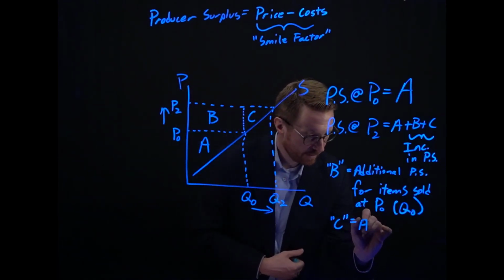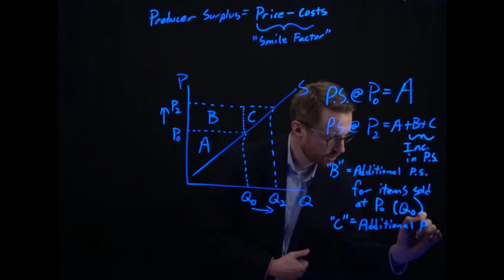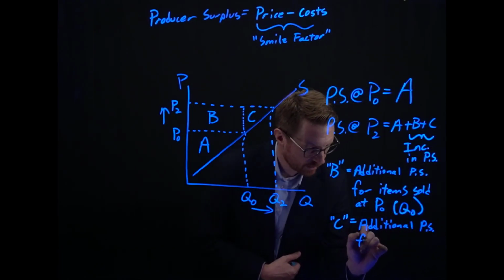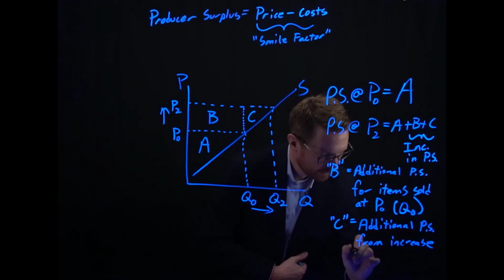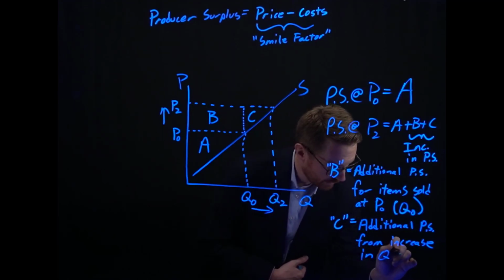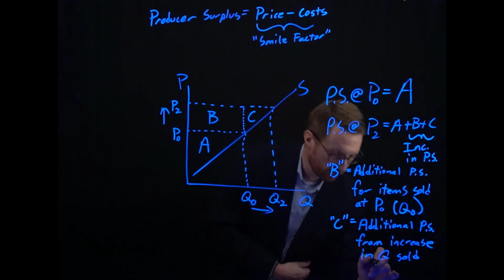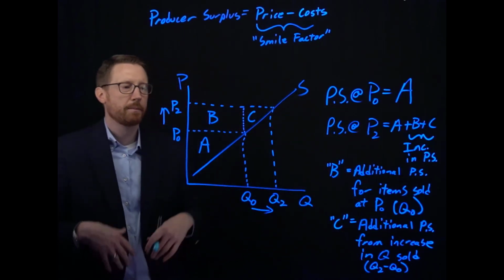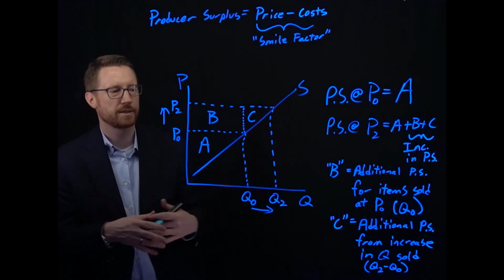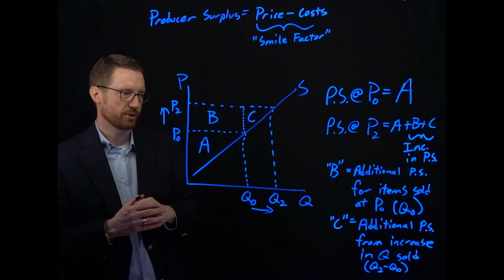So area C is our additional producer surplus from the increase in the quantity sold. What is that increase in quantity sold? Well, it's our Q2 minus Q naught. The additional quantity sold because demand has increased and prices increased. So now we're getting surplus from this rectangle C.